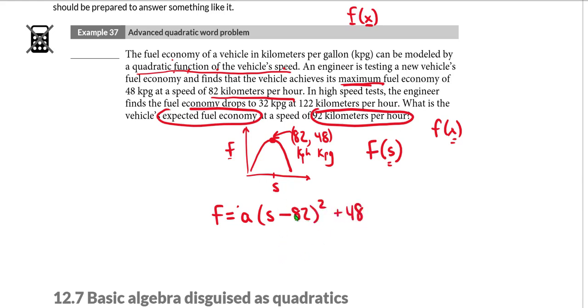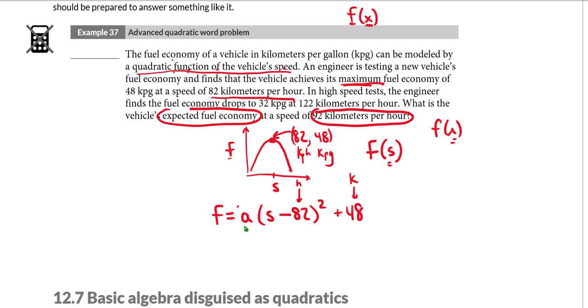Why can we write that? Well, because remember, this is the h position and this is the k position, and h and k are the coordinates of the vertex, in this case a maximum of our parabola. So I know that my function's skeleton is what I just wrote.